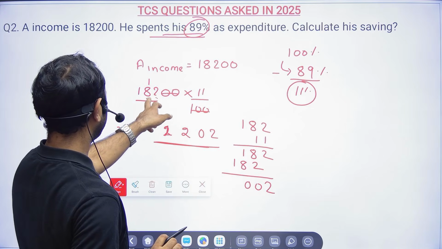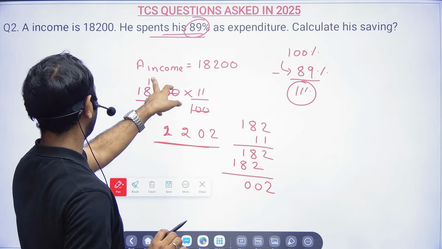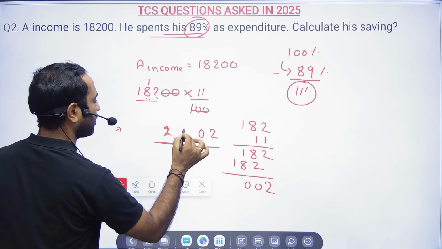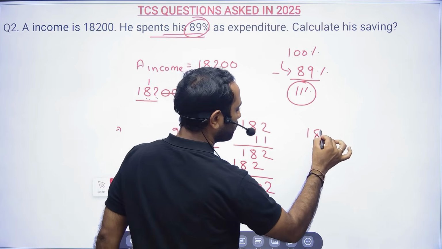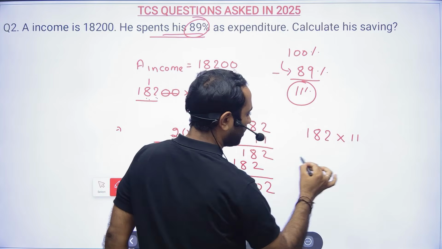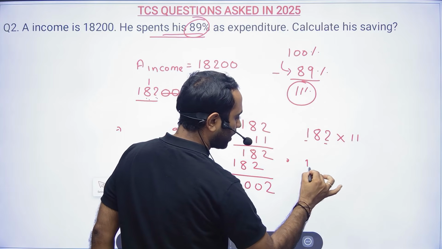So 2 plus 8 is 10. Okay, 9 plus 1 is 10. Okay, I'm sorry, 9 plus 1 is 10, and then 1 plus 1 is 2. I will tell you how I have done. So 182 into 11. So this 1 and 2, write it as it is.